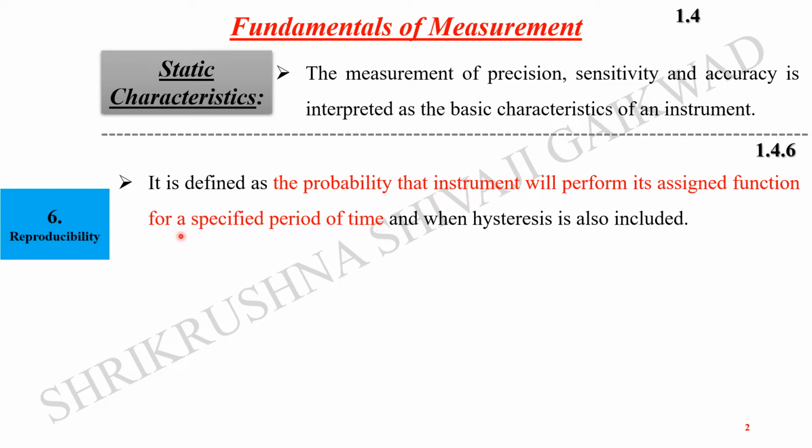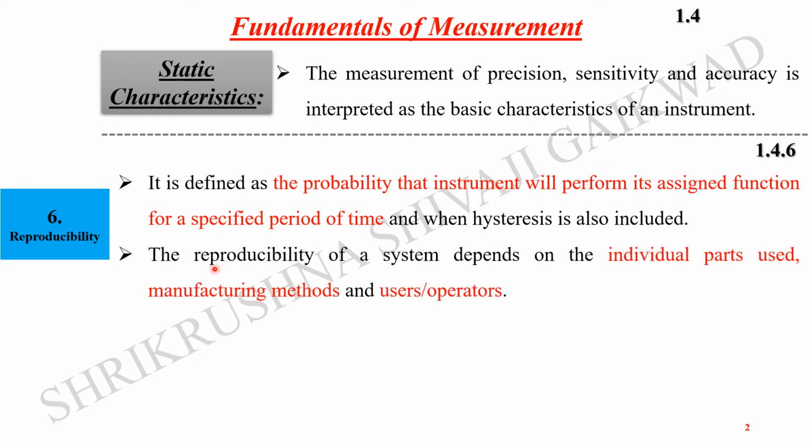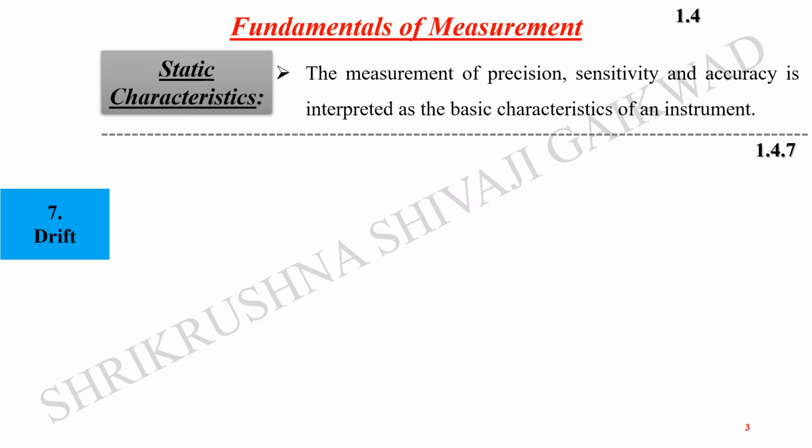So we will give a certain time and ask the instrument to do its functioning or try to measure certain values in a particular direction. The reproducibility of the system depends on the individual parts, manufacturing methods, and the users or operators who operate the instruments. So what kind of parts we have used, the method in which it is manufactured, and who is operating the instrument will give us the reproducibility.